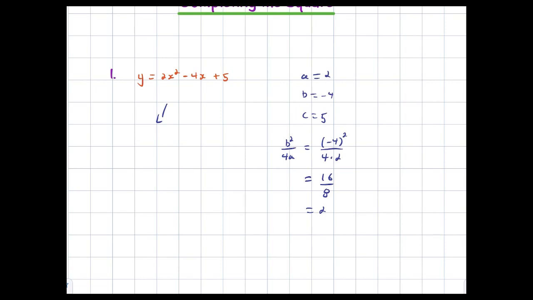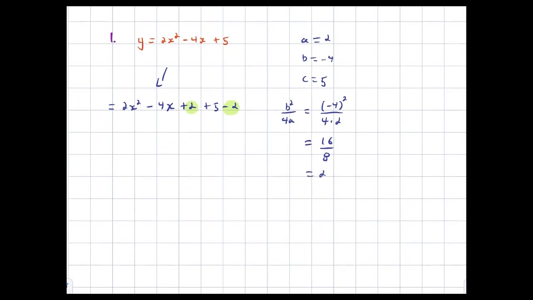We're going to be getting this thing equal to 2x squared minus 4x plus 2 plus 5 minus 2. And there, let me fill out that x a little bit more. There is the adding and subtracting. There is the sneaky 0. So the 5 minus 2 is going to become plus 3. And this is our perfect square term. This is going to become the square root of 2x squared.